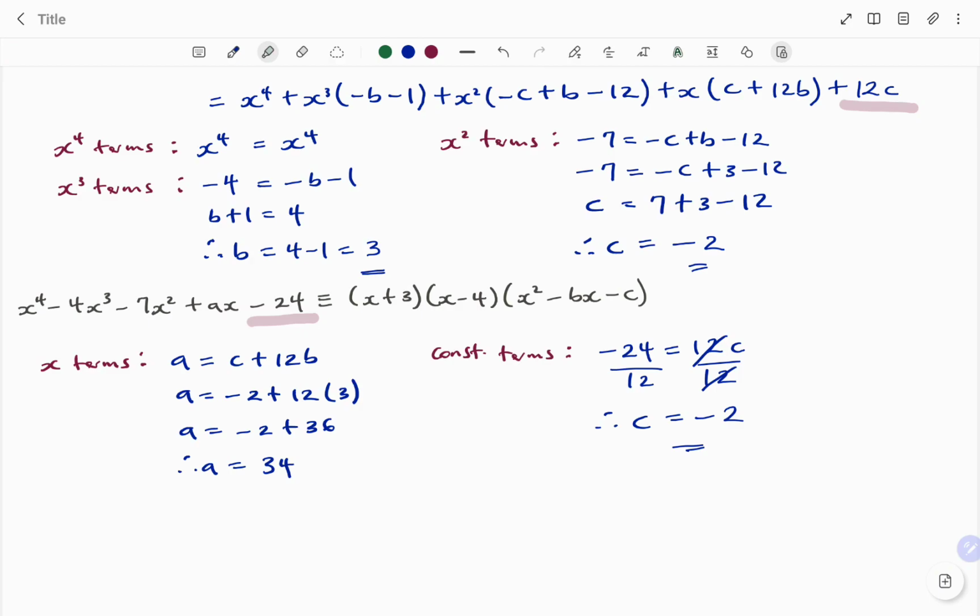So therefore, we've been able to get all our values. We have a to be 34, b to be 3, and c still remains as minus 2.